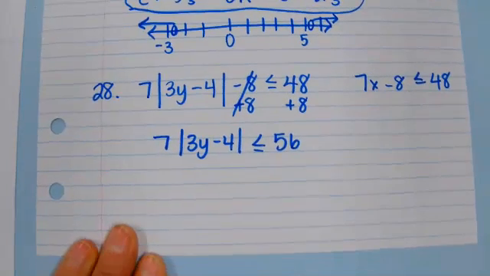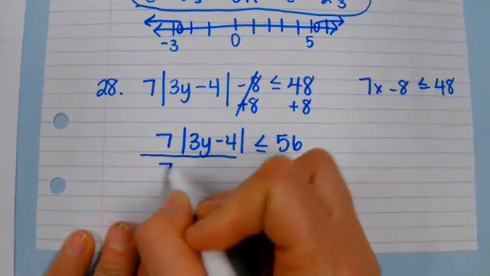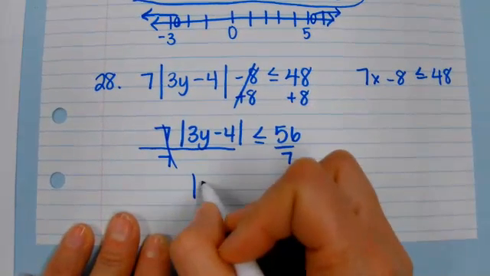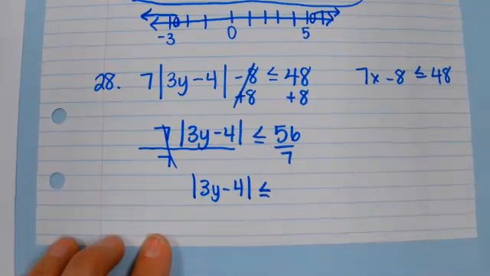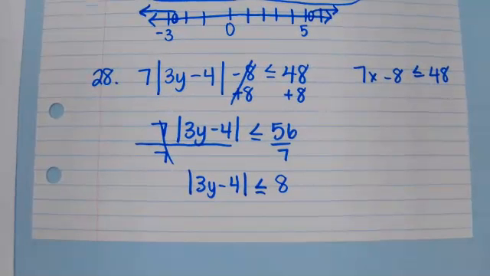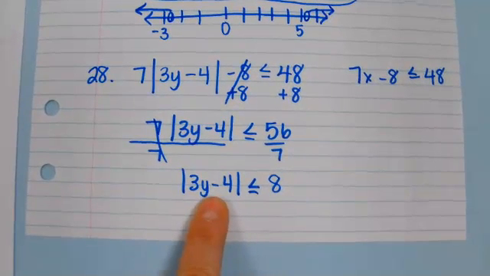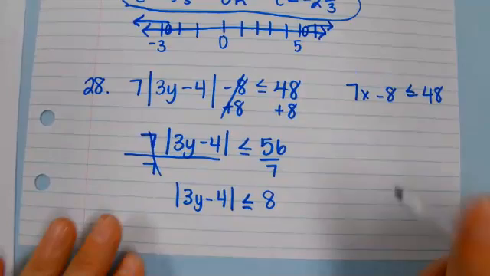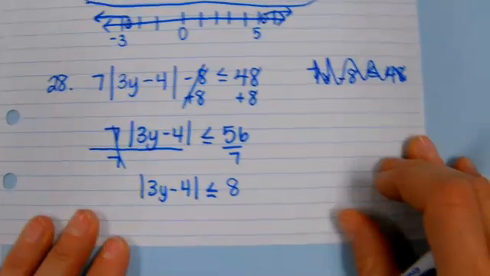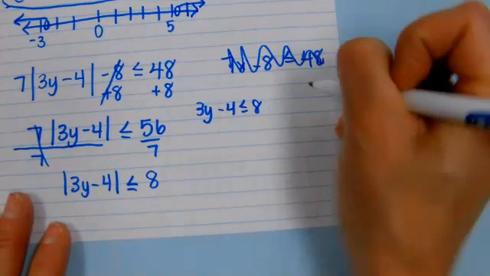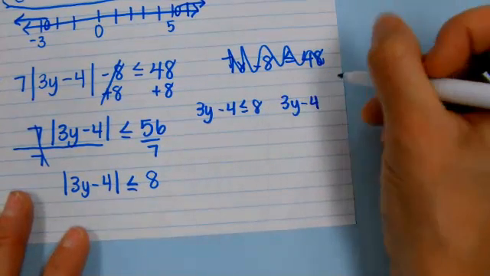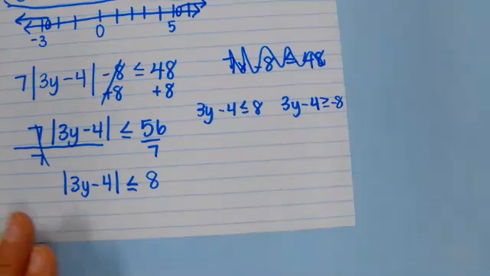Now what do I do? Divide that 7 out of there. All right, so now I have the absolute value of 3y minus 4 is less than or equal to, what is 56 divided by 7? 8. Now what do I do? Now I split it, okay? Because everything that's left is inside absolute value, now I split it up. Sorry, I'm running out of space, so I'm going to split it over here. I'm going to do 3y minus 4 is less than or equal to 8. And I'm going to do 3y minus 4 is greater than or equal to negative 8. Oh, you guys are so smarticles.